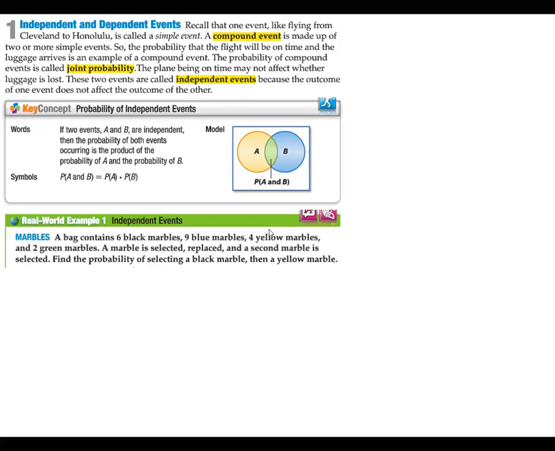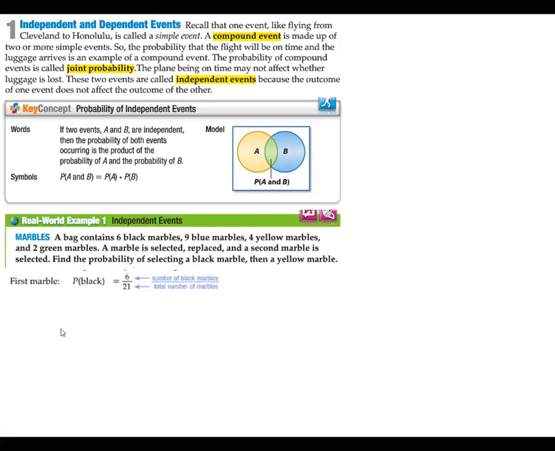So here's a traditional example. A bag contains 6 black marbles, 9 blue marbles, 4 yellow marbles, and 2 green marbles. A marble is selected, replaced, now that's important, replaced, and a second marble is selected. Find the probability of selecting a black marble then a yellow marble. These are independent events because since you're putting the marble back in, whatever you got for the first marble isn't going to affect the outcome of the second marble because you're kind of starting over.